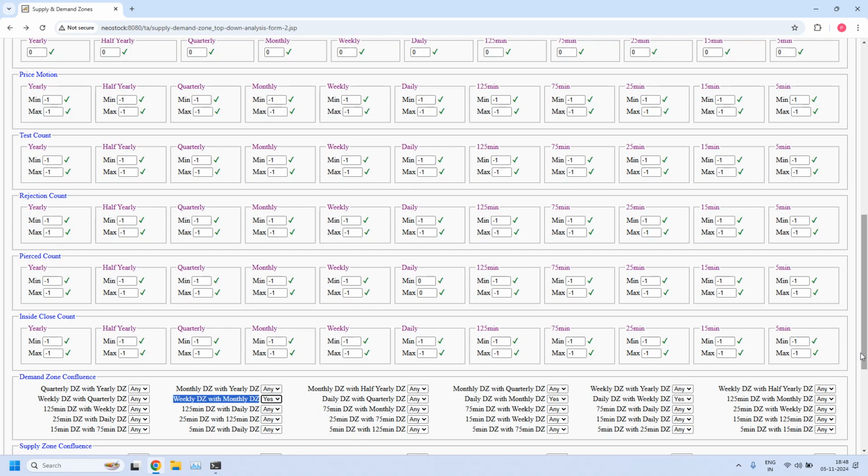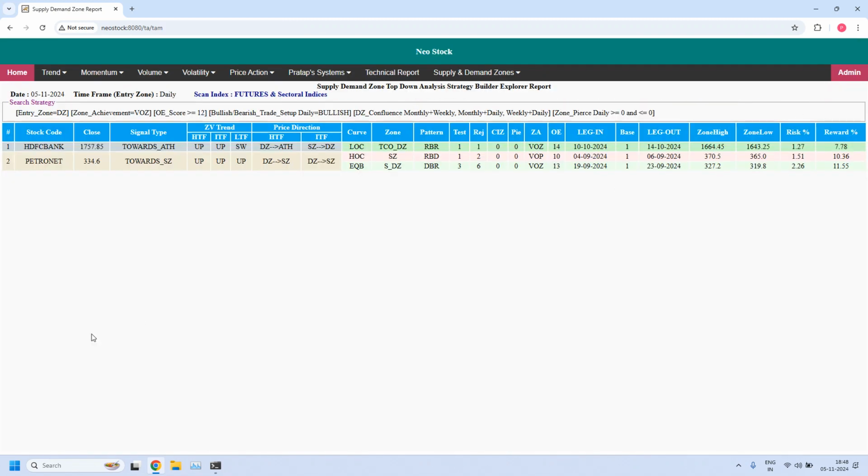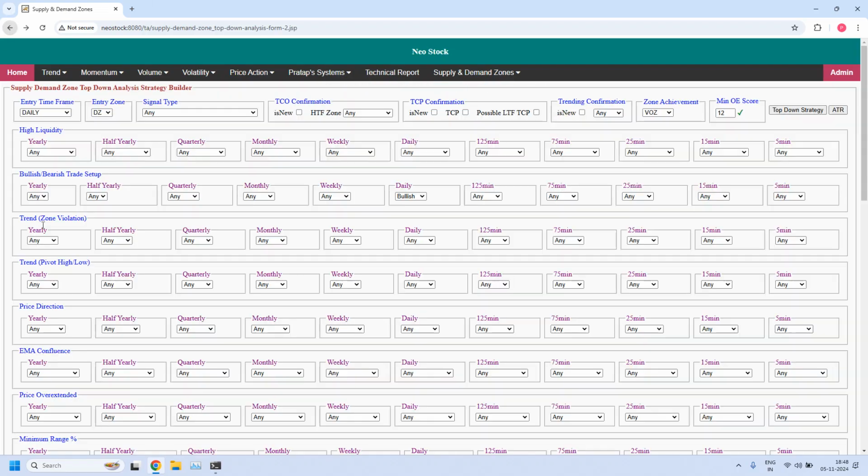So with all the 3 filters, LTF, ITF, HTF demand zone confluence, we got 2 stocks. In these 2 stocks, daily demand zone is part of the weekly demand zone. Both together again part of the monthly demand zone. And the monthly trend is up in both these stocks. If any of these stocks are having monthly EMA confluence, that is even more high probability setup supported stock.